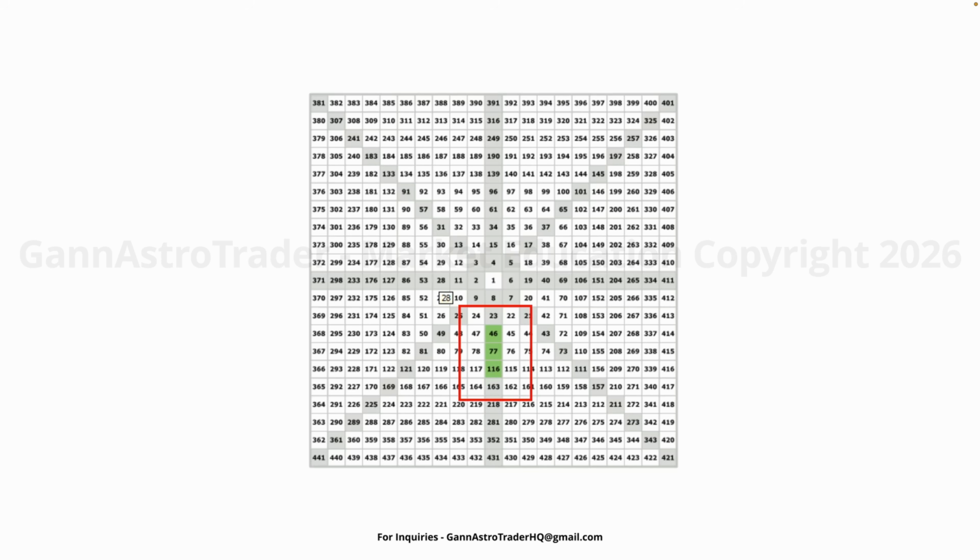Once we identify its position inside the square of 9, we no longer focus on the percentage move itself. Our attention shifts entirely to the geometric relationships surrounding this number. These relationships allow us to project future timing windows directly from the square of 9.